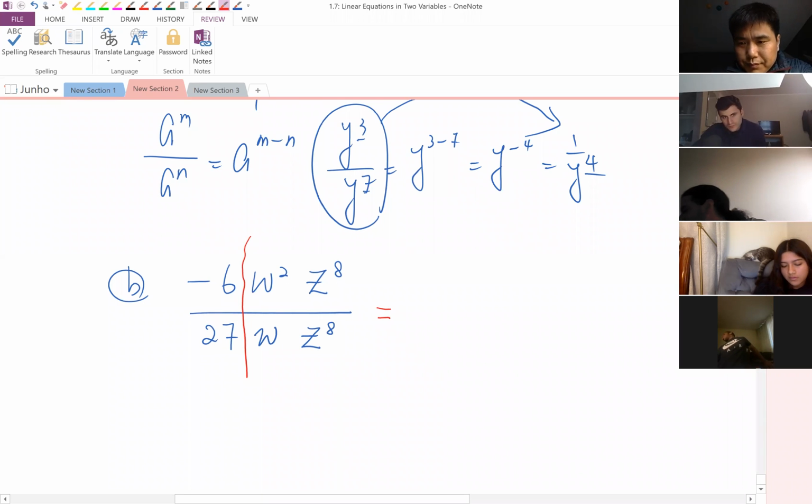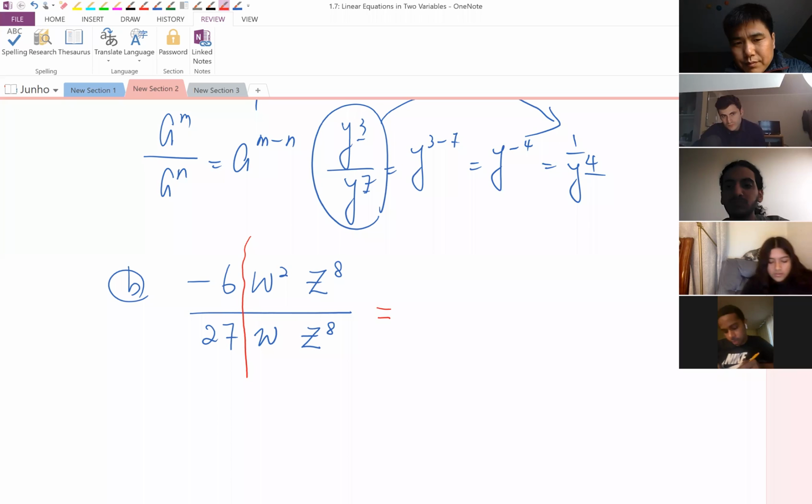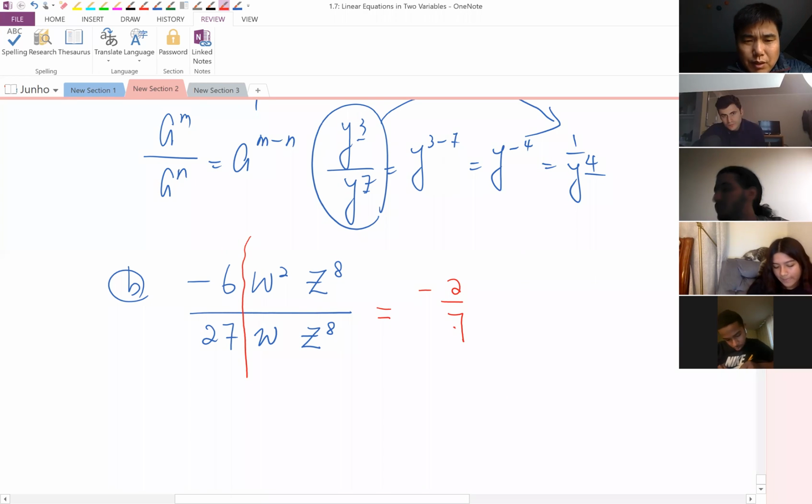Negative 2. The greatest common factor is 3, so it's going to be negative 2 over 7. Yes, negative 2 over 7. That's good. Is it 7, by the way? 9. Yeah, 9.